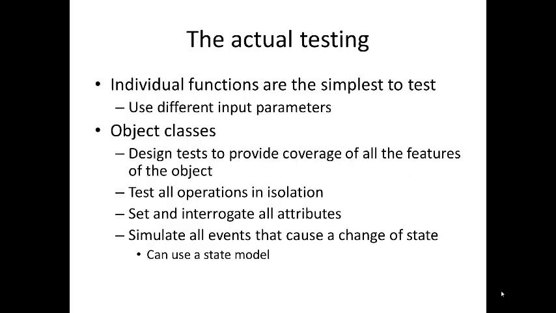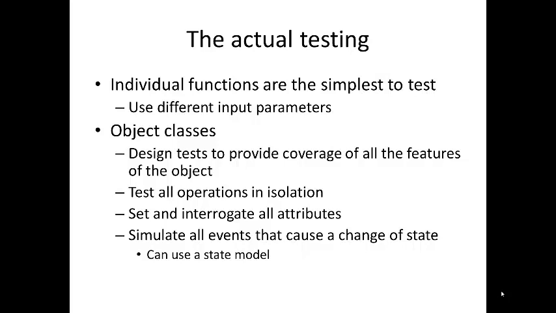So individual functions are obviously the simplest to test, and you can do this with different input parameters, stressing the boundaries. What's the smallest input you can have, what's the typical case, and what's the largest one that you can have. For object classes, you want to design tests to provide coverage of all the features of the objects, and then test their operations in isolation.